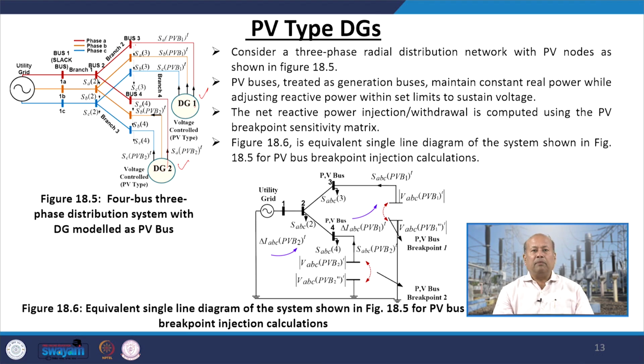So consider a 3-phase radial distribution network with PV nodes as shown in figure 18.5. PV buses are treated as generation buses that maintain constant real power while adjusting reactive power within set limits to sustain voltages. The net reactive power injection or withdrawal is computed using the PV breakpoint sensitivity matrix. Figure 18.6 shows the equivalent single line diagram of the system shown in figure 18.5 for PV bus breakpoint injection calculations.